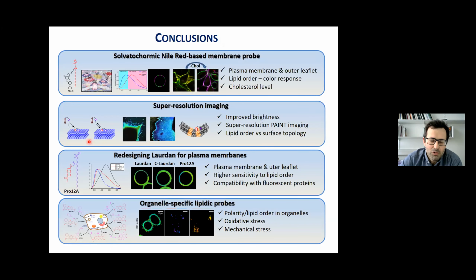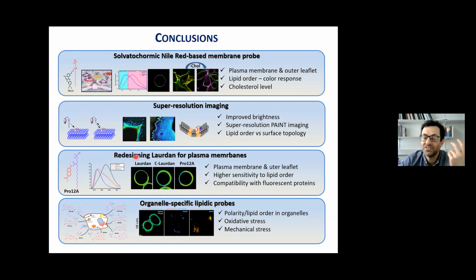Okay, so I come to the conclusions. I showed you several stories where we use solvatochromic molecules to address lipid order specifically at different parts of the cell, in particular on the cell plasma membrane. The initial probe that we developed helped us to identify changes in lipid order on the whole cell. Then using super resolution imaging with low affinity probes, we could decipher with higher spatial resolution lipid organization on the cell surface.